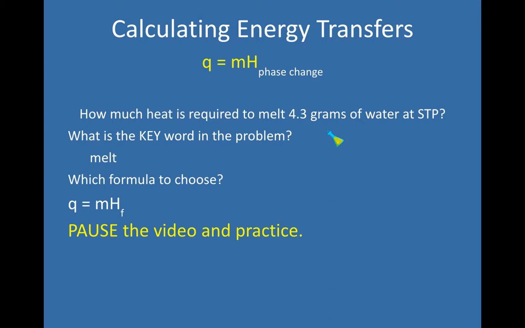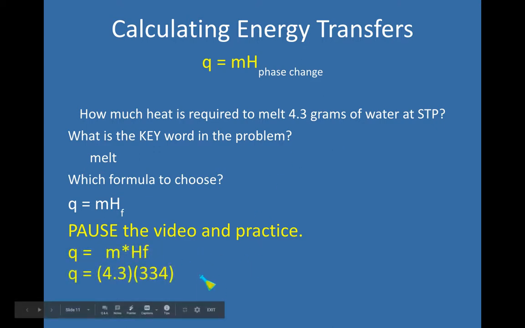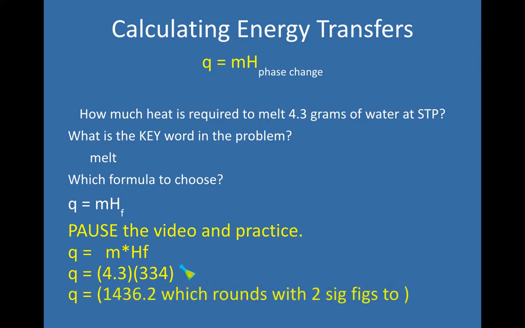Okay. I hope you stopped and got your calculator. Put the numbers in. Notice there's no temperature. They give you a temperature in the problem, but it's not necessary. Temperature does not change in any way during that phase change. And when you round with sig figs, you get 1400 joules, again, is the unit.